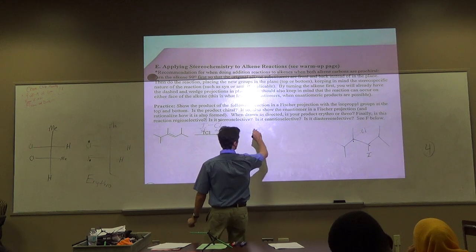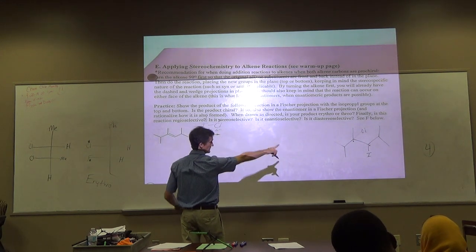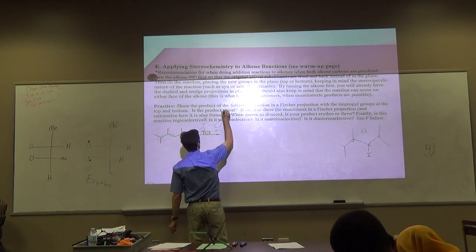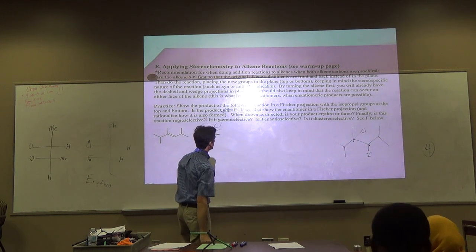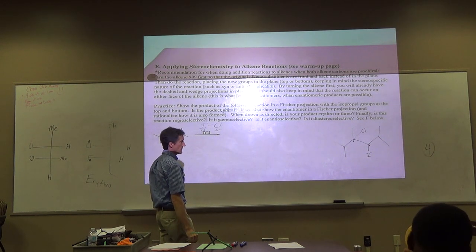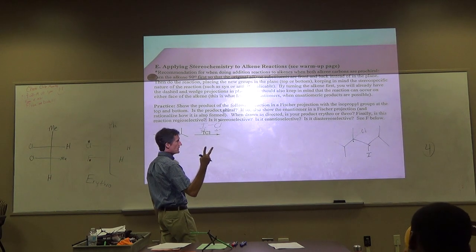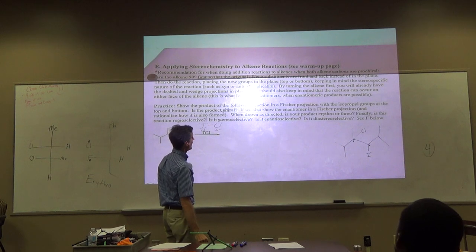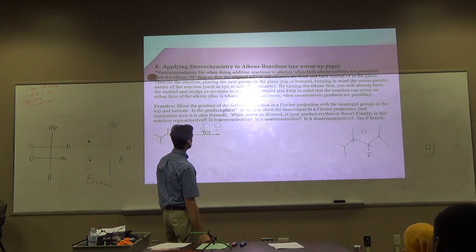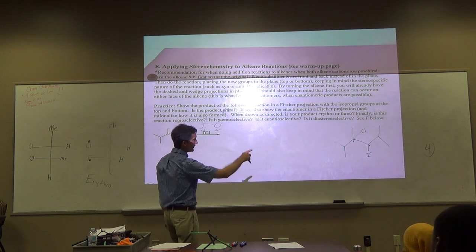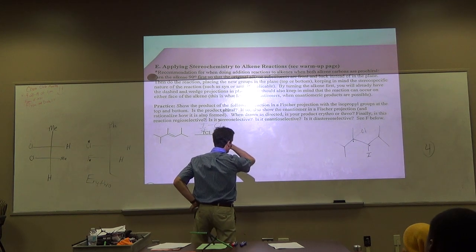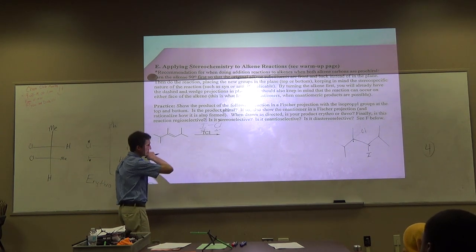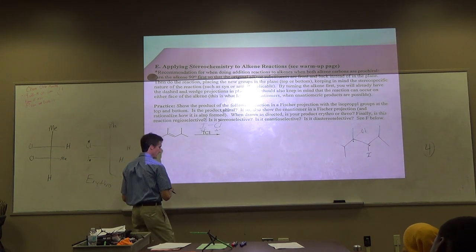Okay. What are the questions up here? Is the product chiral? Yes. There's no plane of symmetry. It's chiral. It's got two chiral carbons. The whole thing is chiral because there's no plane of symmetry. You're only going to get two of the stereoisomers. Let's work through the mechanism.